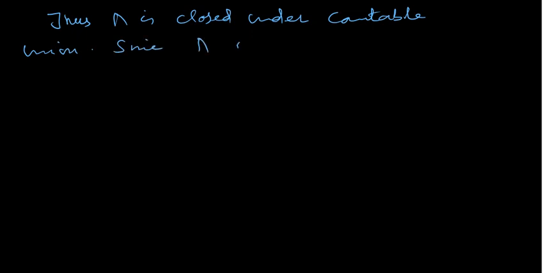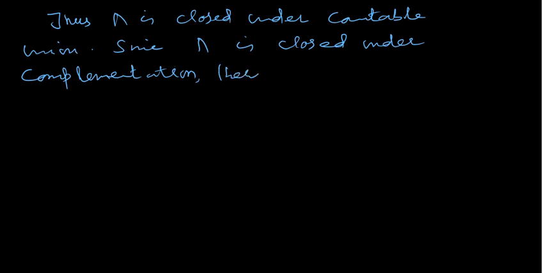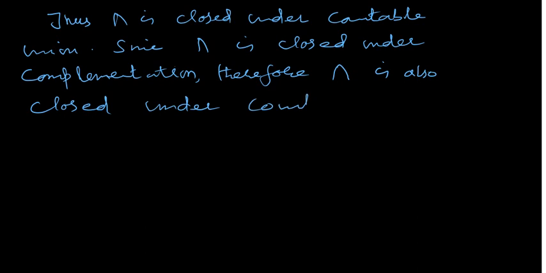And it will also be closed under countable intersection, because it's closed under complementation. Thus lambda is closed under countable union. Since lambda is closed under complementation, therefore this lambda is also closed under countable intersection.